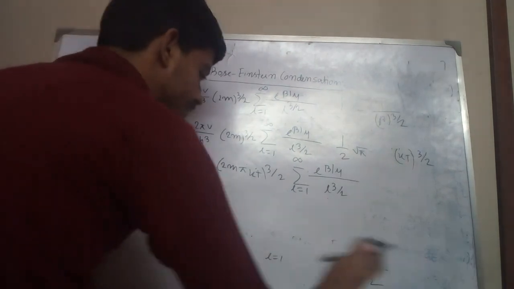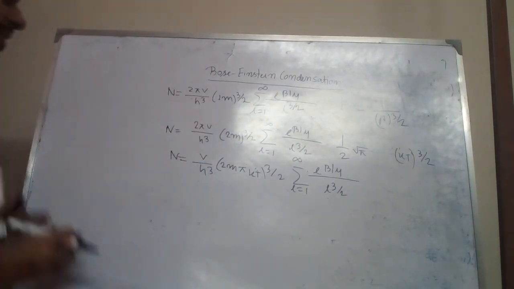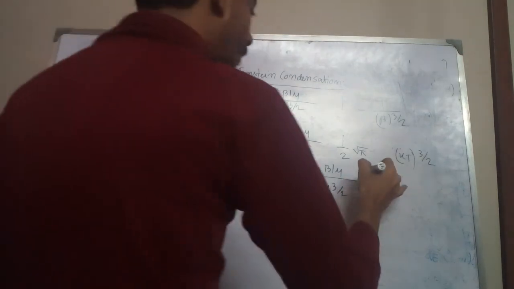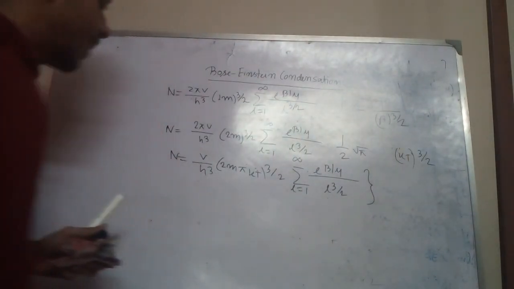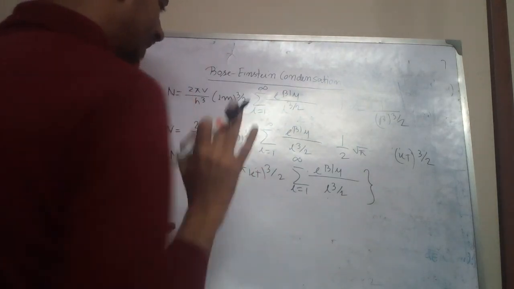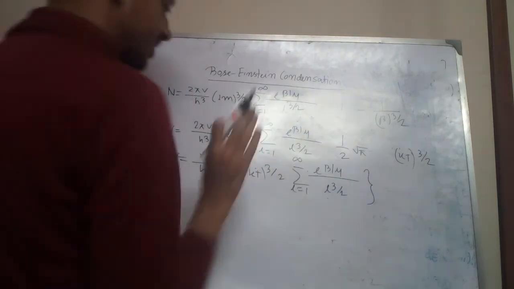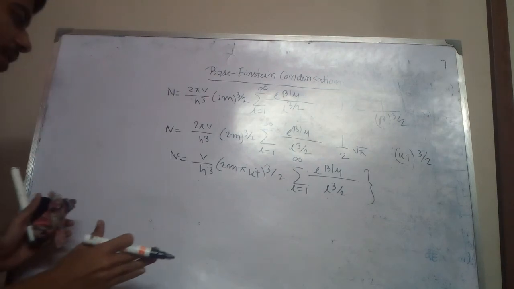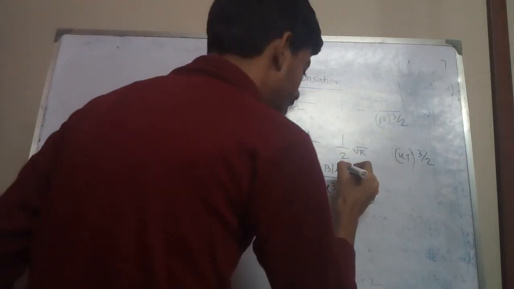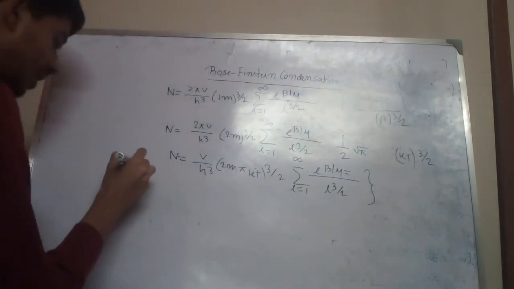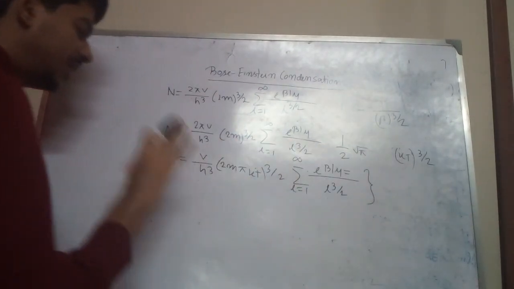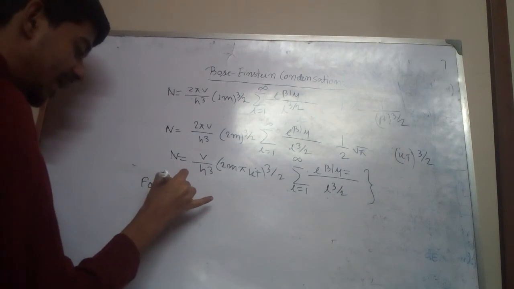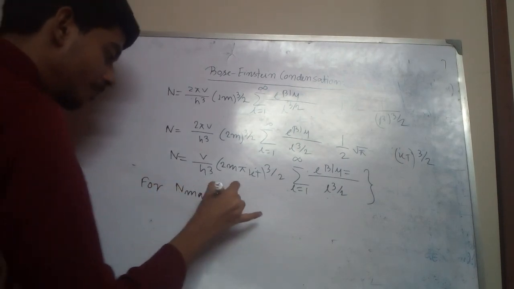This is the total number of particles N, that is V by h cubed (2 pi m kT) whole to the power 3 by 2, and this term. For the maximum number of particles, N max, this quantity will be maximum. For N max, mu is 0.